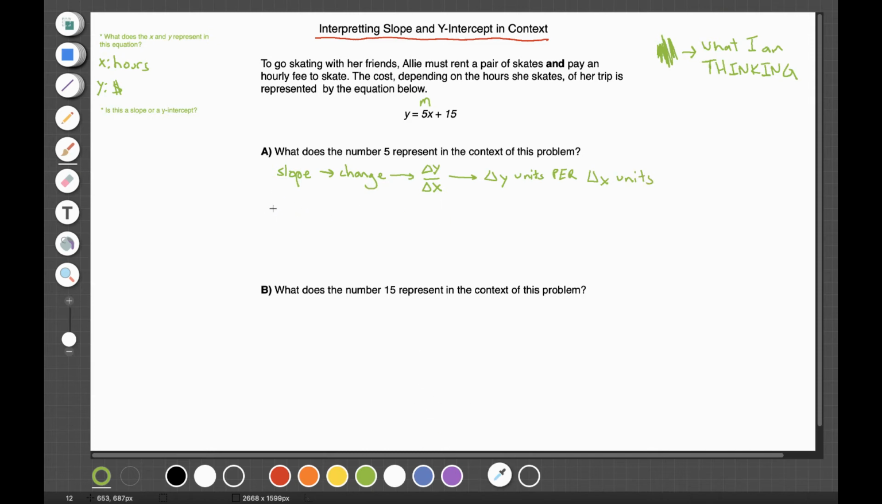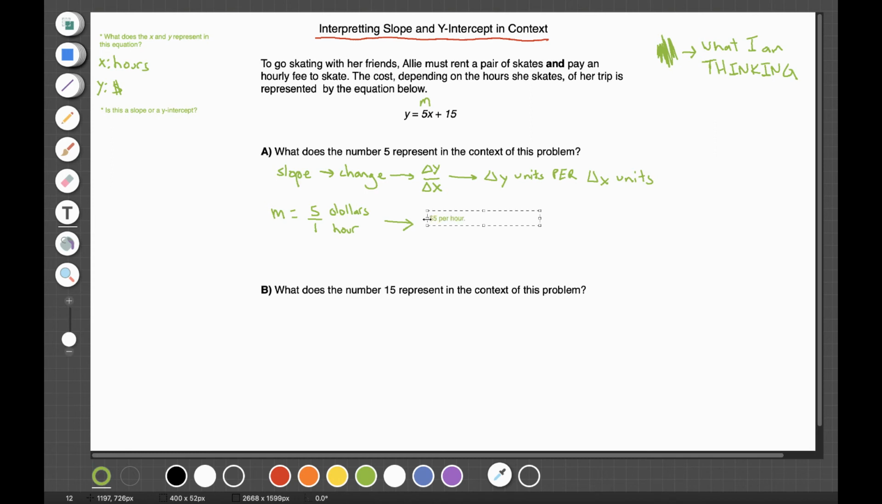So our m, well, I'm thinking the slope actually is 5. And we think about it as a fraction, so it's 5 over 1. Well, 5 what? Our change in y is on top, so it's $5 over 1 hour. Okay, so I know it's $5 per hour. So let's move this. This is going to be very simply $5 per hour.